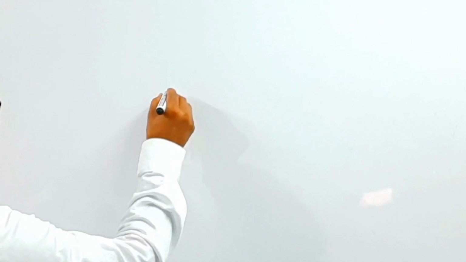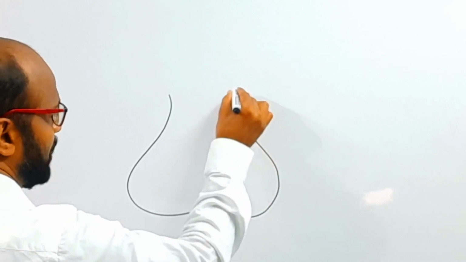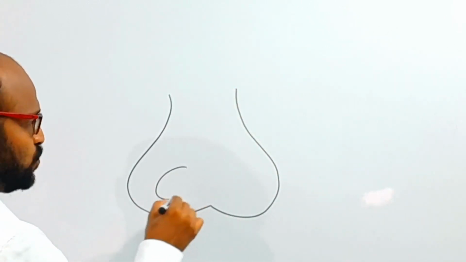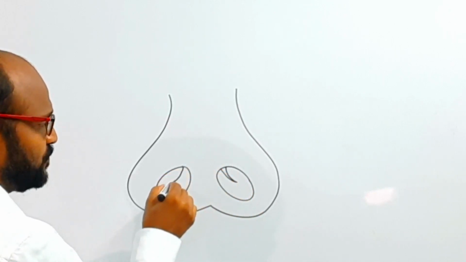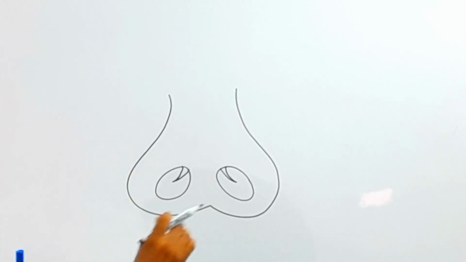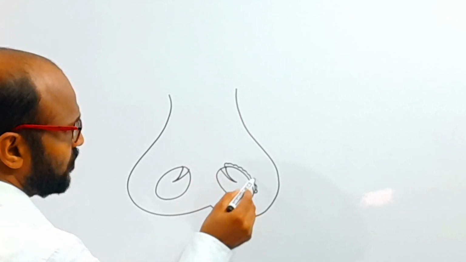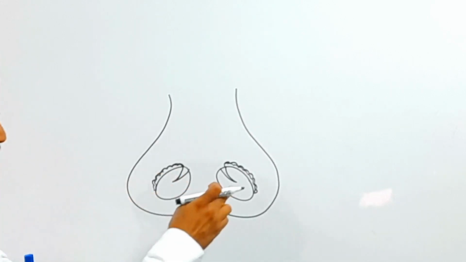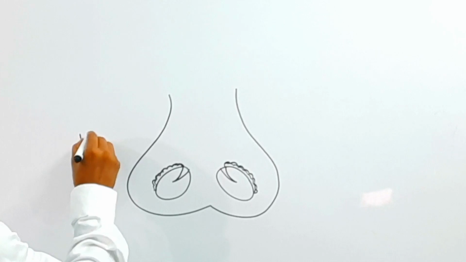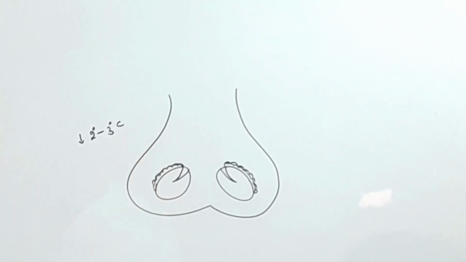As you all know, the scrotum is present outside of the abdominal cavity. Why is it present outside of the abdominal cavity? Because the scrotum contains the testes, and the process of formation of sperm, which is known as spermatogenesis, takes place inside the testes. Spermatogenesis needs 2 to 3 degrees less temperature than the core body temperature.